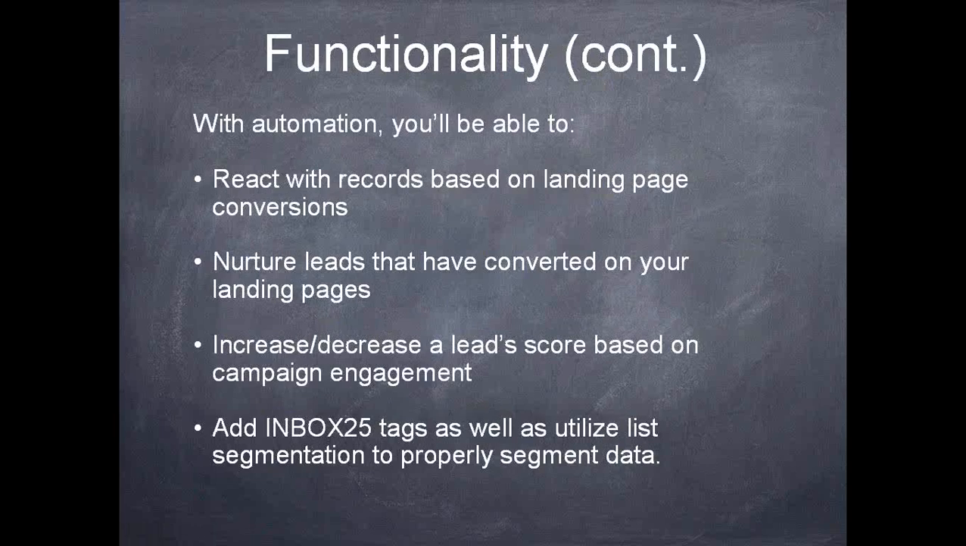With the automation, you're able to nurture records within your marketing list based on landing page conversions, data fields, or geography. You can also add INBOX25 tags or use list segmentation to segment your data properly. Finally, you can increase or decrease a lead score via workflows if they, say, open an email, click a specific link in an email, or have a tag associated with them.